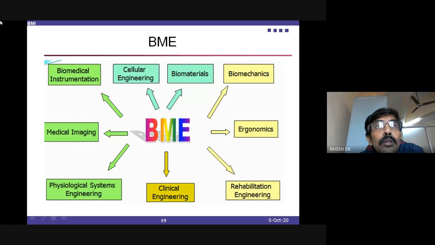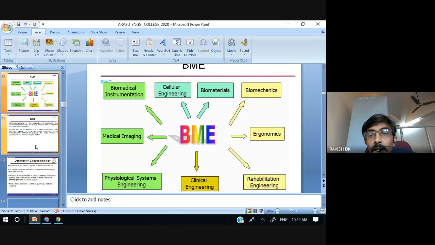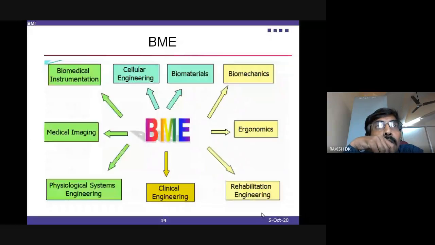And now I came to know that Arasu Engineering College, Kumbakonam, in Tanjavur, has started biomedical engineering. Now third semester students are there. Am I right? Third sem or final year, ma'am? Hello, am I audible? Third semester. Yes, yeah. So for them, any students are there for them.